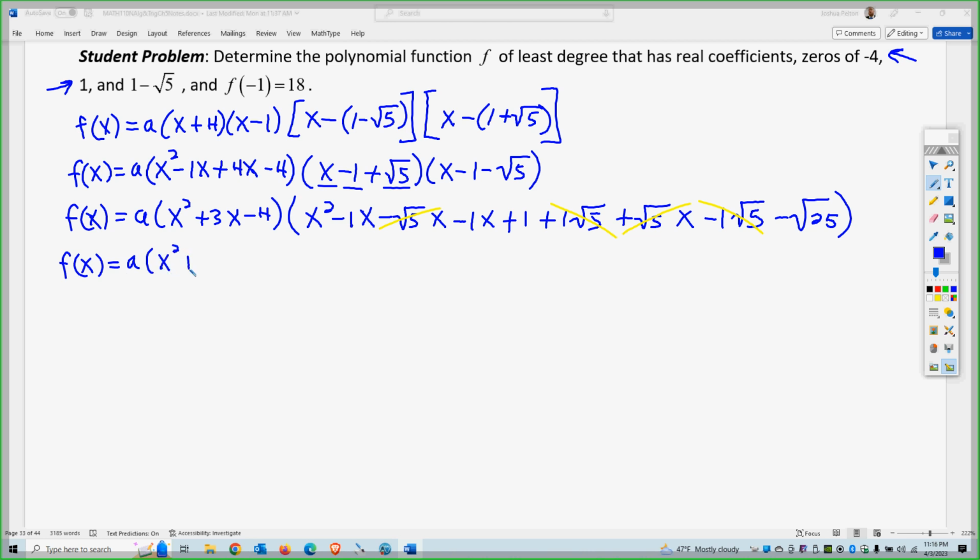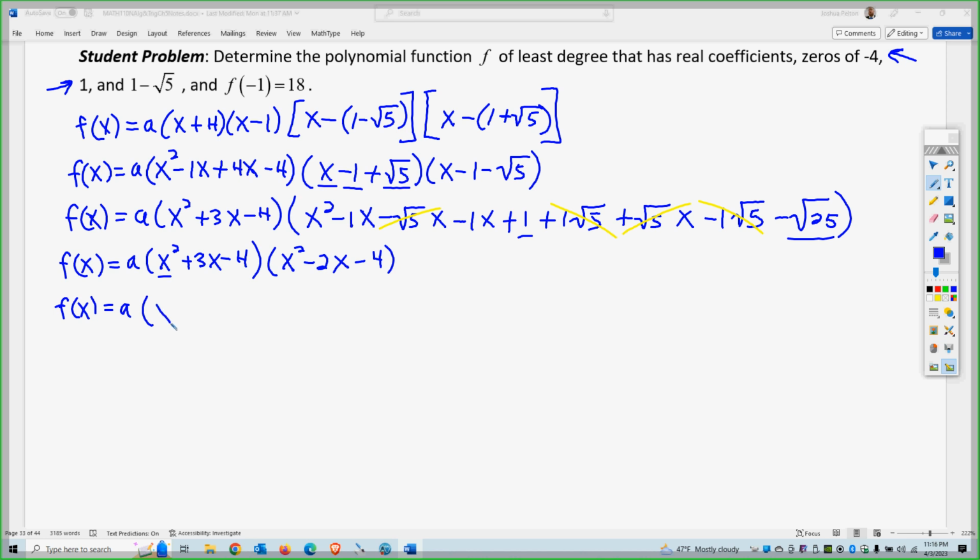So x squared plus 3x minus 4. So this gives me x squared minus 2x. And then this is 1, and that's going to be minus 5, so that's going to be a minus 4. Okay, so 2 trinomials, 3 and 3, is going to give me 9 terms.